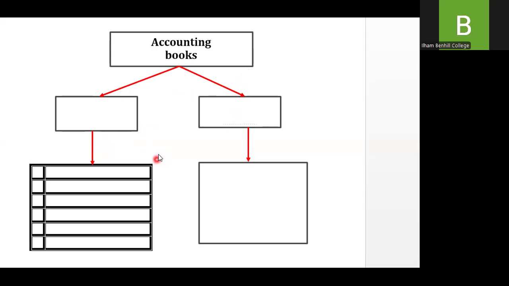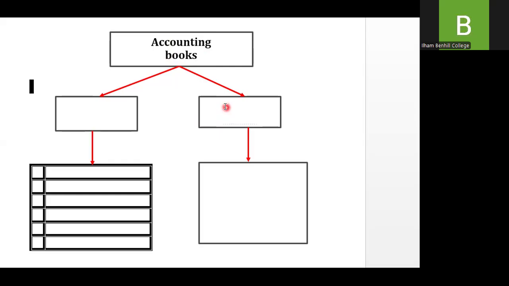So you have to study about accounting books for your grade 10 class with the O-level syllabus. So let me summarize about the accounting books. Okay, so what are these accounting books? What do you mean by accounting books? First of all, you see what is accounting books.